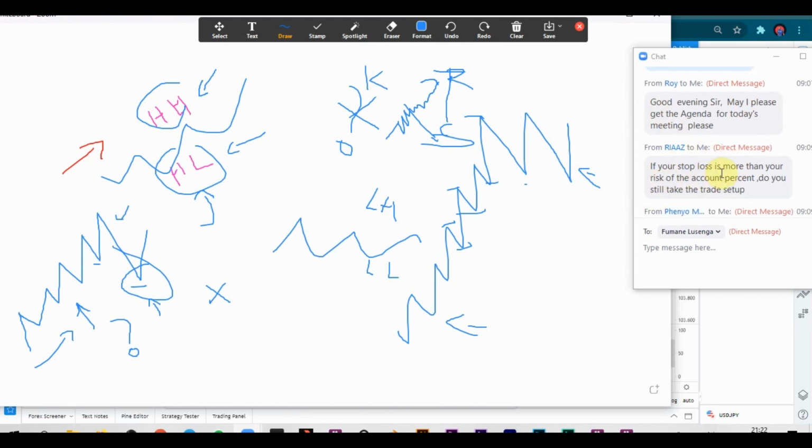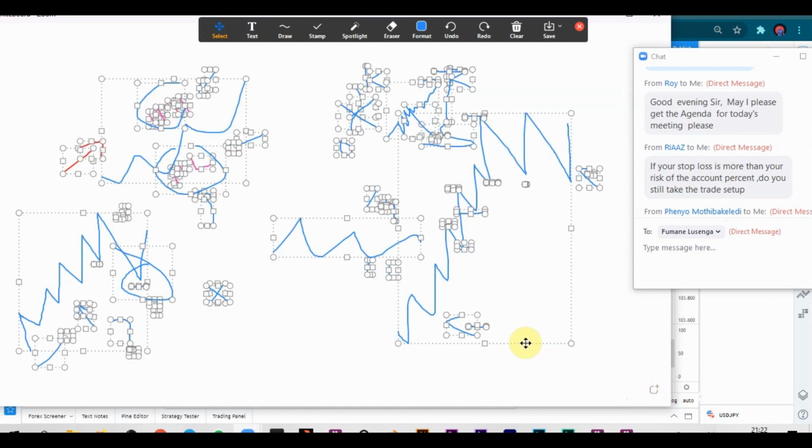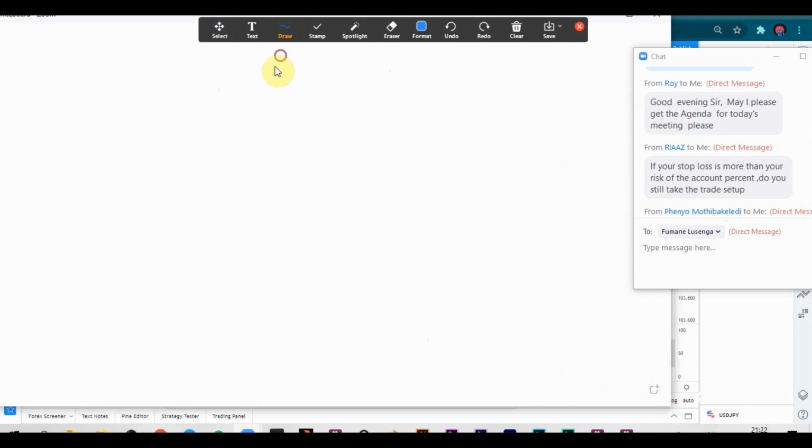If your stop loss is more than your risk or the account percentage, do you still take the trade setup? Wow, that's a good one. If you take that trade, you press that buy and you put your stop loss, but when you try to put that stop loss, you figure out that your stop loss is like 10% of my capital. So what do you do? Because you have already pressed that buy. It's simple. You have a lot of options.